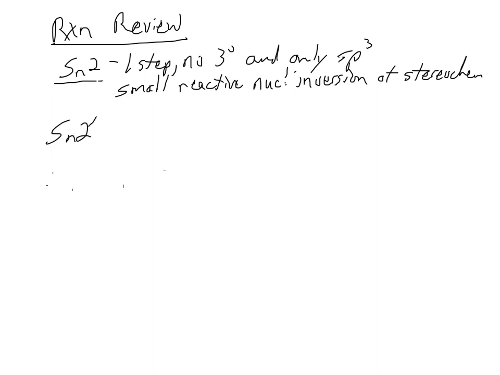SN2 prime. That's a little different. In these cases, let's say I have this, and I have CN. It's just easier to show the mechanism for this one. The nitrile can't do an SN2 here, because that bromine is attached to a tertiary carbon. It's sp3 hybridized, but it's tertiary. You can't do SN2s on tertiary carbons. But you could have this attack the pi bond, have the pi bond shift over and kick the bromine out.